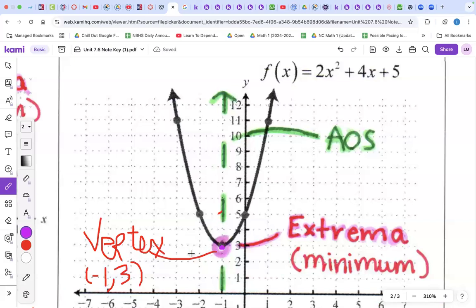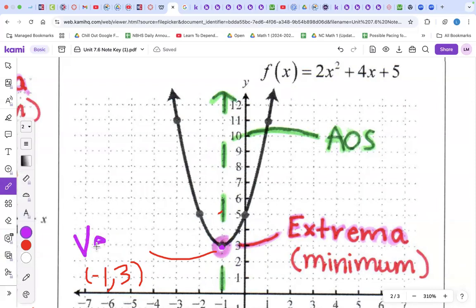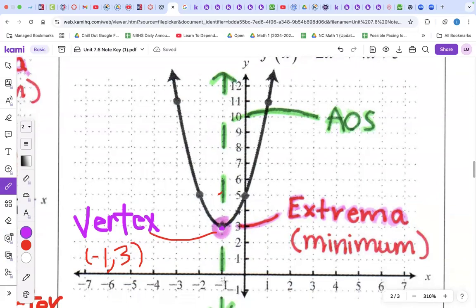And I need you to draw that line and note that this is your vertex. Let's see if we can make that word vertex look a little better than it looks. Your vertex, and that number is -1, 3. Where do we get -1, 3 from? Right here. It's -1, 3. That's your vertex. But for the extrema, you use minimum or maximum.